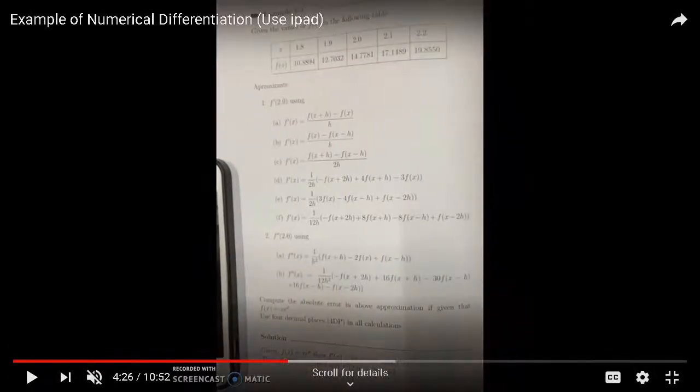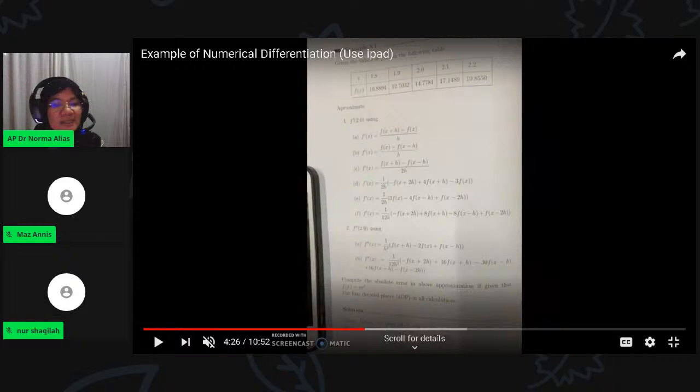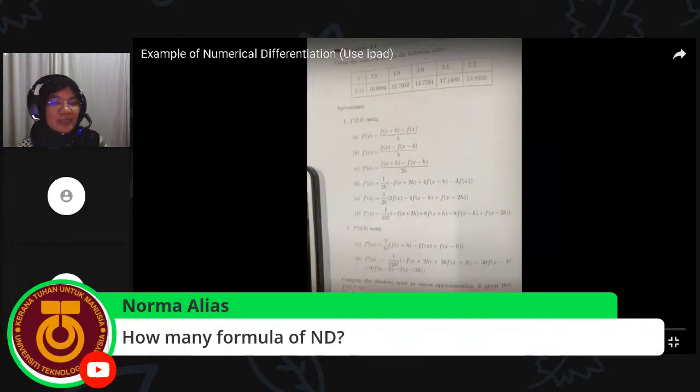Before we go to the example, I want to ask somebody here, whether Nur, Shakila, or Mas Anis, or other people, how many formulas of numerical differentiation you have learned? Can you count for me? Please state how many. Put a number. 3.